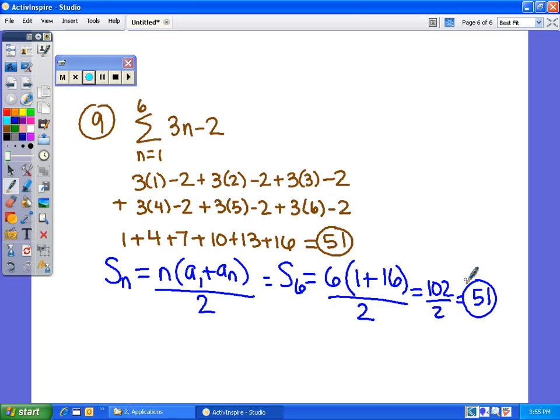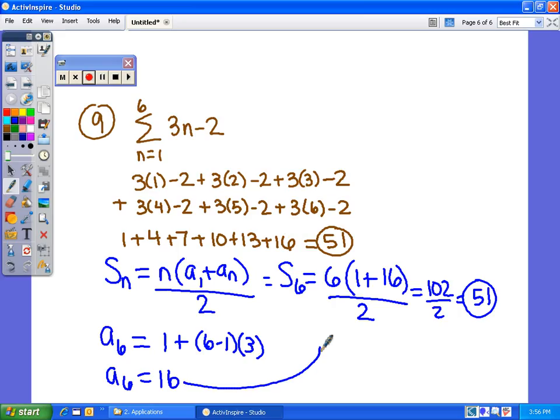Do you have to do it this way? No. You can do it this way as long as you figure out what a sub n is. Now if you wanted to figure out what a sub n is, you can just do a sub 6 using the arithmetic sequence formula, which equals a sub 1, which we figured out was 1, plus n minus 1 times the difference, which you can clearly see is 3. And this will give you the exact same answer for a sub 6 as we got by doing it by hand. So you can take this a sub 6 and plug it into here.